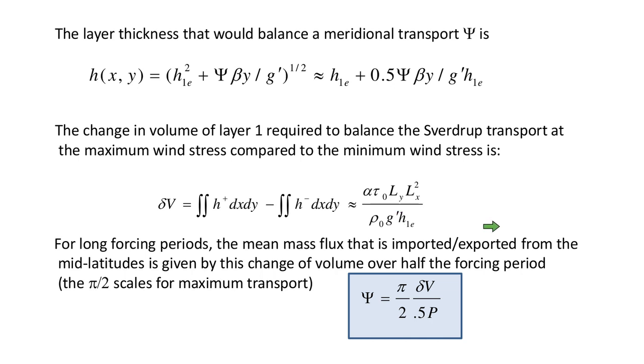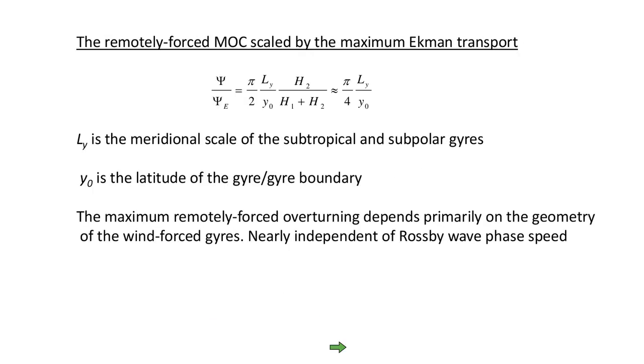So for long forcing periods, it changes by that amount of volume over 1/2 of the forcing period. That's how long it takes to go from the maximum to the minimum. And I've tossed in a scale factor of pi over 2 because that would be the average. And if I want to get the maximum transport, it would scale with pi over 2 times that. All right, so that's an estimate for the overturning that would happen on long time scales.